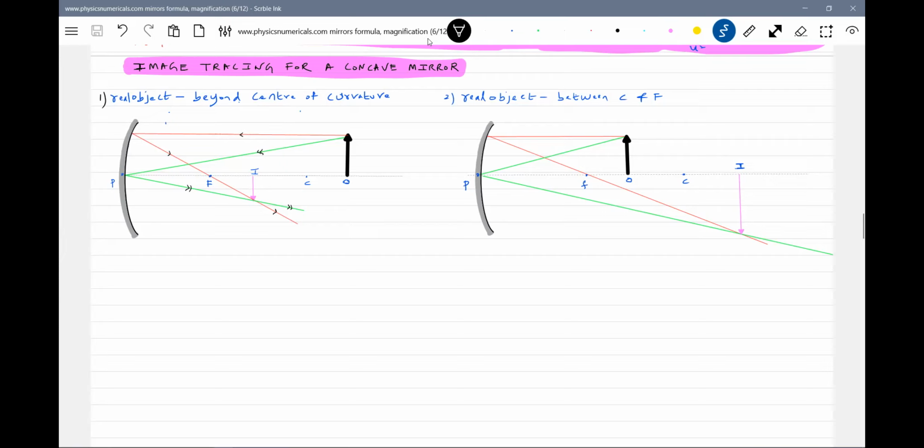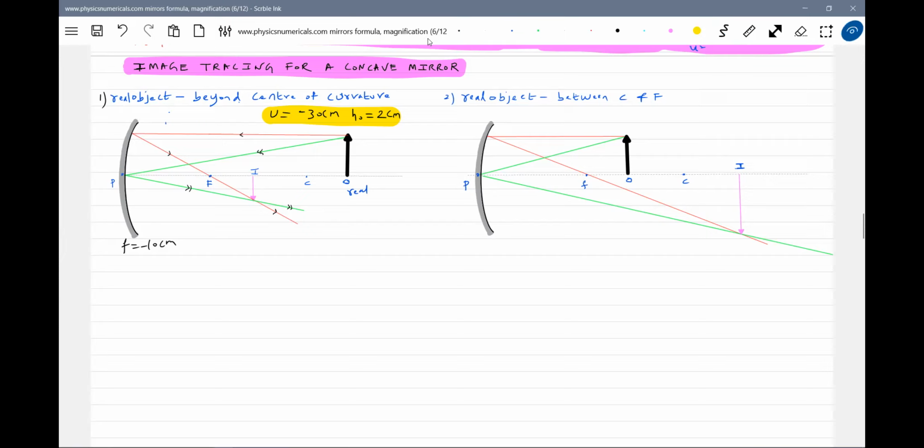So what is the focal length of the mirror? Minus 10 centimeter. First case, the object is at a distance of minus 30 centimeter, and the height of the object is 2 centimeter. This is the data. And what is the object? The object is in fact a real object. Okay, let's see that one.